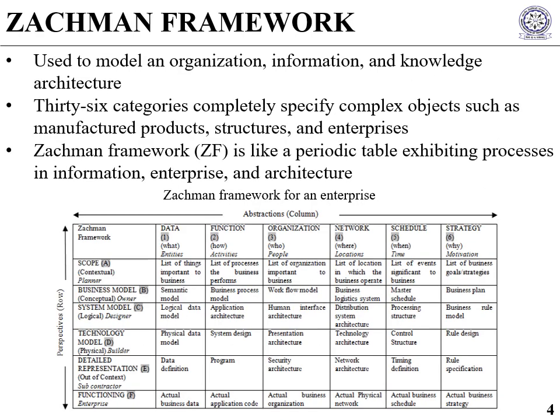ZACHMAN framework has been used in the past to model an organization, information, and knowledge architecture. 36 categories are present in the ZACHMAN framework, which can completely specify complex objects like manufactured products, structures, and enterprises. It looks like a product table that exhibits processes for information, enterprise, and architecture. In this figure, we can see the ZACHMAN framework for an enterprise. The abstractions are the columns and the perspectives are the rows.